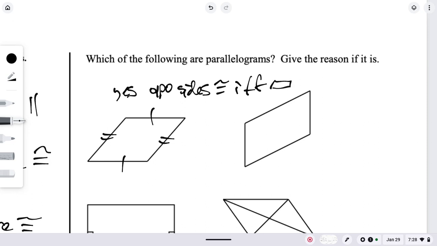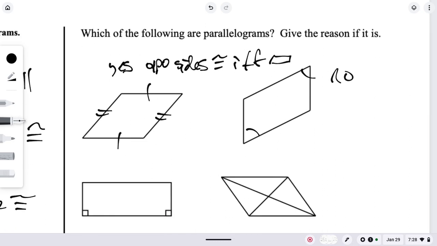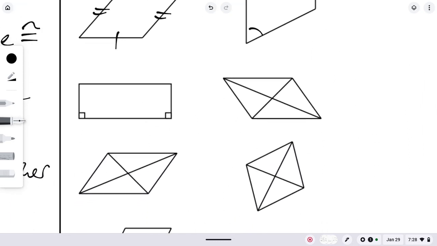The next one here has two congruent marks, but that's only one pair of opposite sides that's congruent. I don't know that both pairs are congruent, so actually no, I do not know that this is a parallelogram. Next one has, right? One extra mark that I'm missing, right?